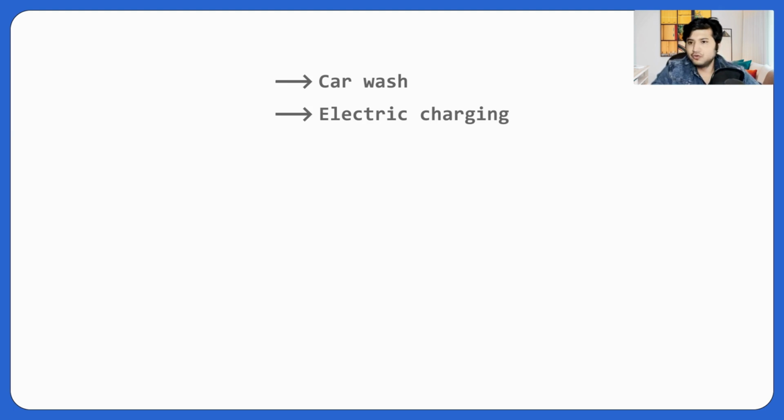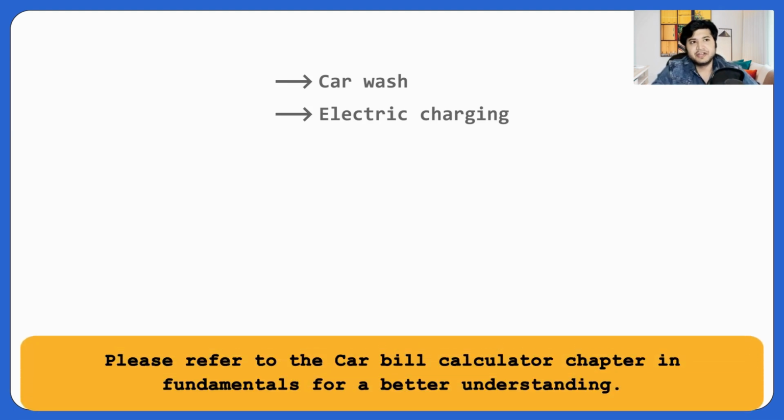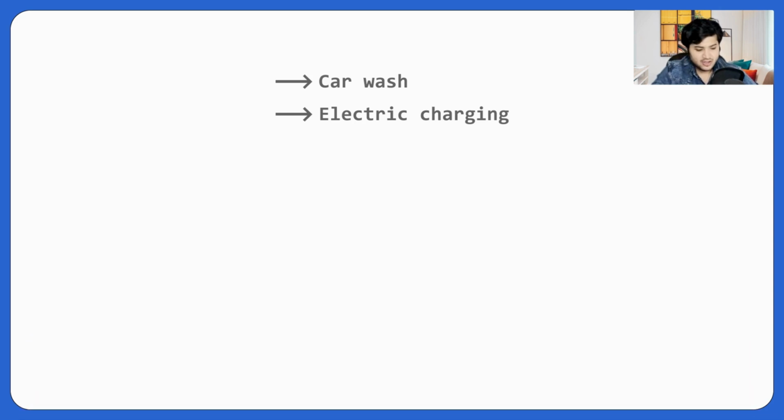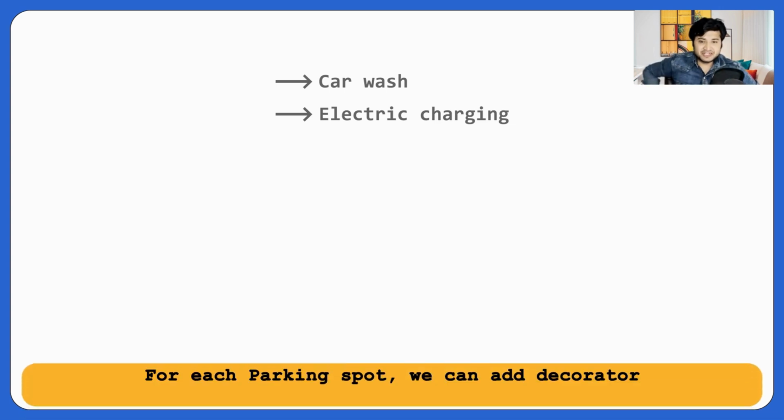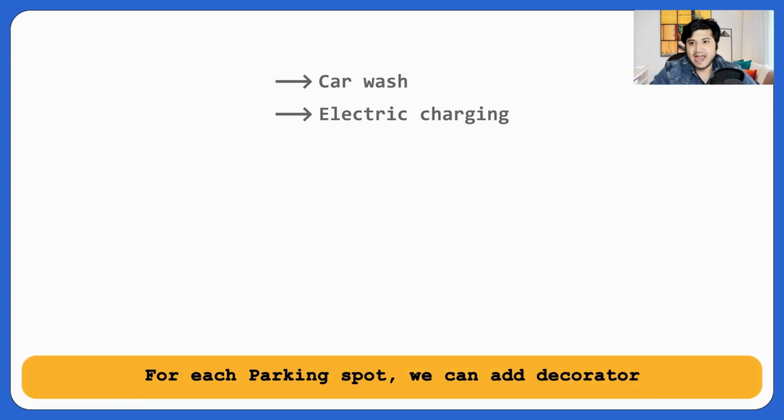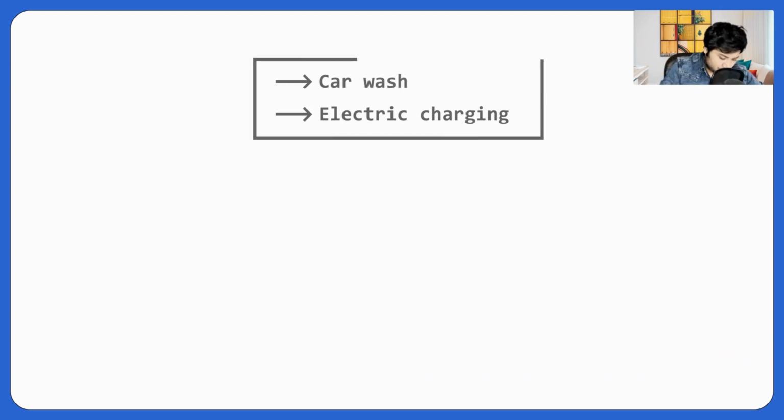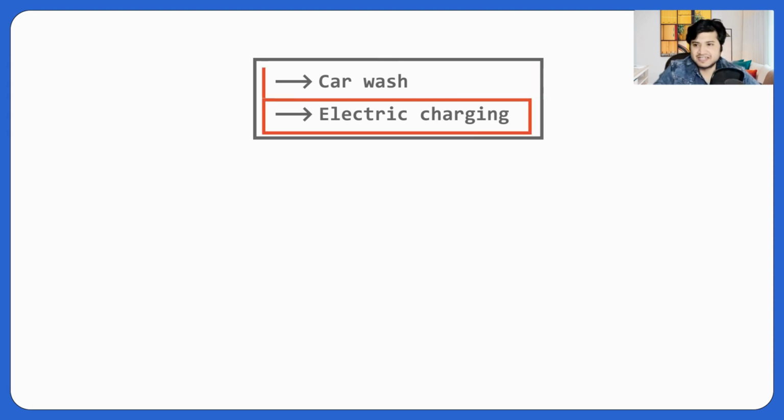So now I hope you all would have seen the car bill calculator chapter which we have in fundamentals. If you have not, please go ahead and watch it. We have covered the decorator design pattern in depth over there. For now, if we see, we have different types of parking spots, right? With each parking spot, we can add a decorator to it, as both of them are different sorts of decorators on top of it, right? So we can very easily use the decorator design pattern and have both car wash and electric as decorators.